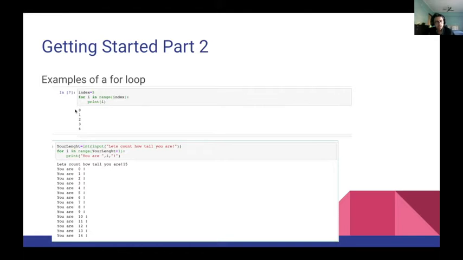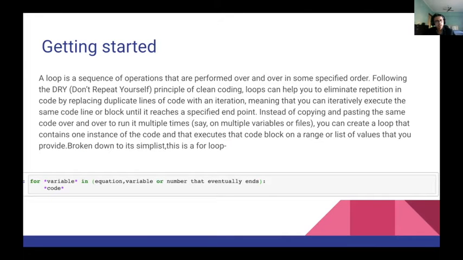So here are some examples. This is the general structure of a for loop: for variable in an equation, variable, or number that eventually ends, and then a colon, and then your code. This uses indentation like we previously learned.